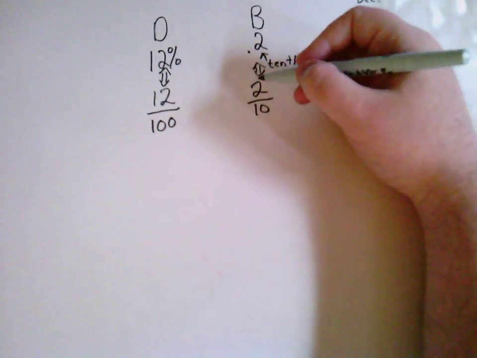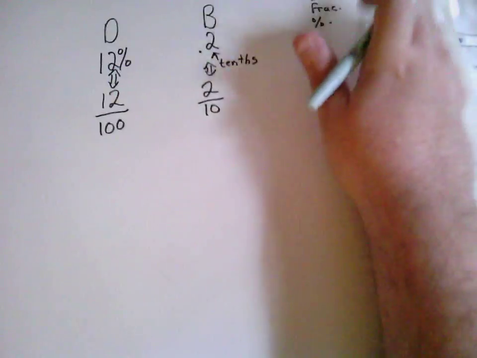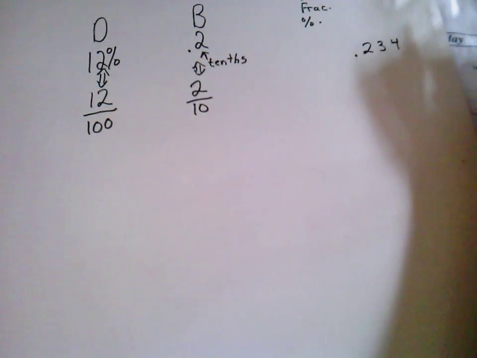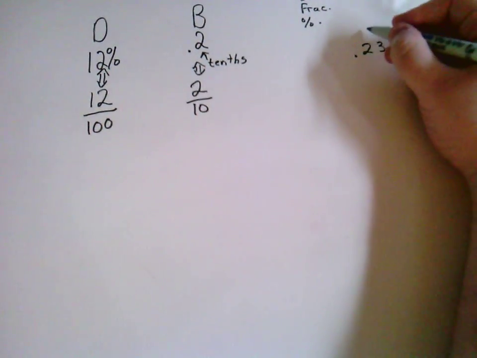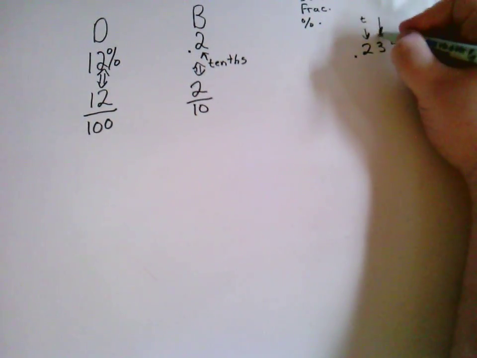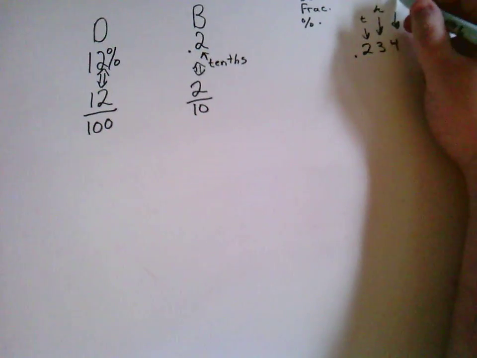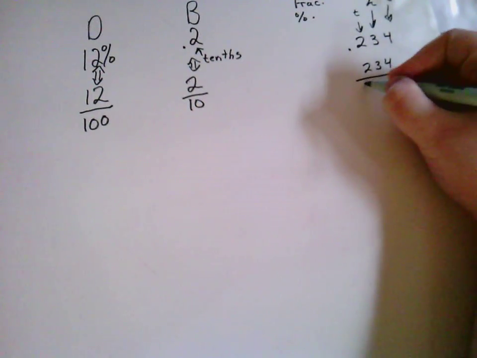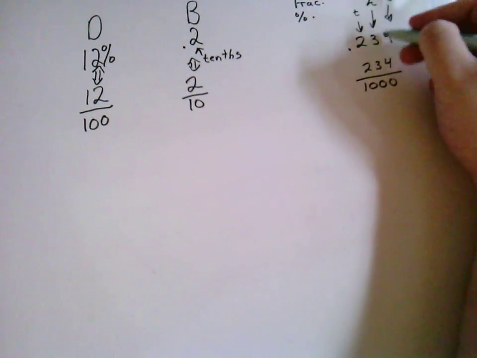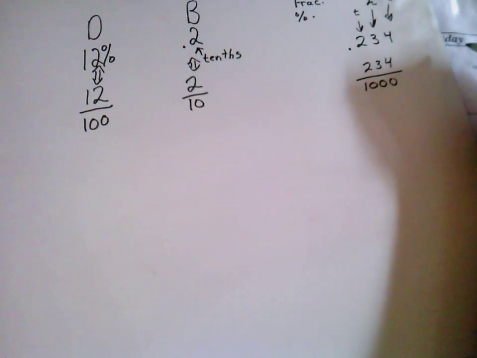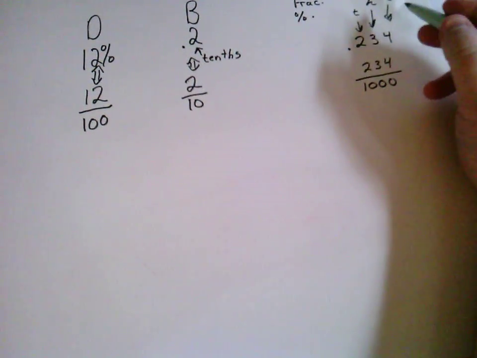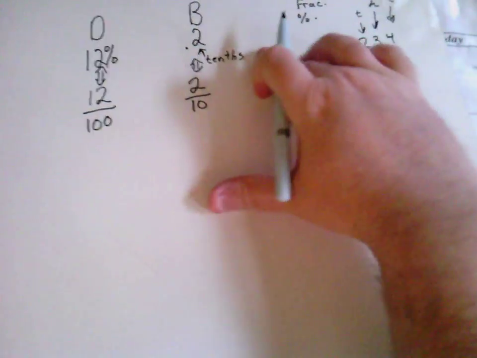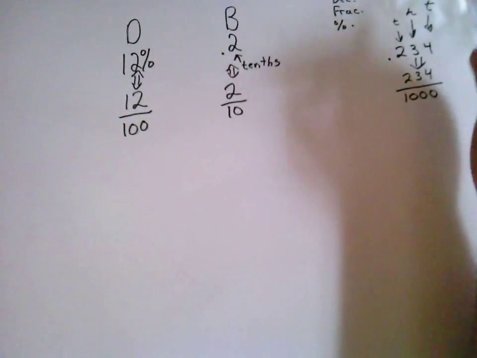Let me go over this briefly. Let's say that you had 0.234. You can write this by knowing that this is the tenths, this is the hundredths, and this is the thousandths. Well, you can write this number as 234 out of 1,000. The number goes all the way out to the thousandths. This is 234 thousandths. That's a trick you can use if you ever want to convert a decimal into a fraction.